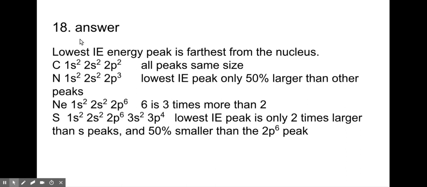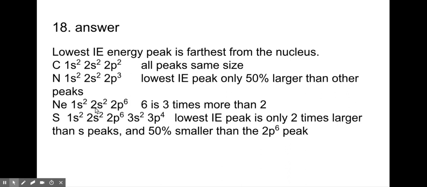It says they want to know about the lowest ionization energy peak. Well, that's going to be the energy peak that's farthest from the nucleus, because those electrons are the easiest to remove. When we look at carbon, we can see each one of these sublevels has only 2 electrons in it, so all peaks will be the same size. So that's not the answer. Here, the lowest energy peak, the 2p3, is only 50% larger than the other peaks, so that's not quite big enough.